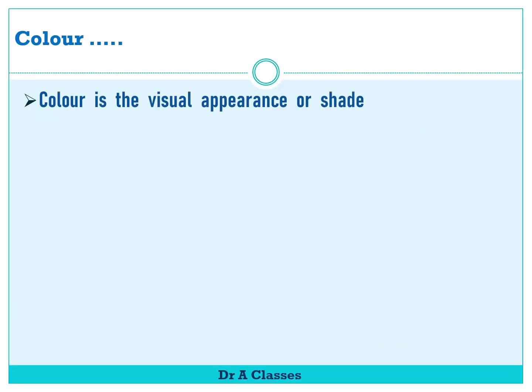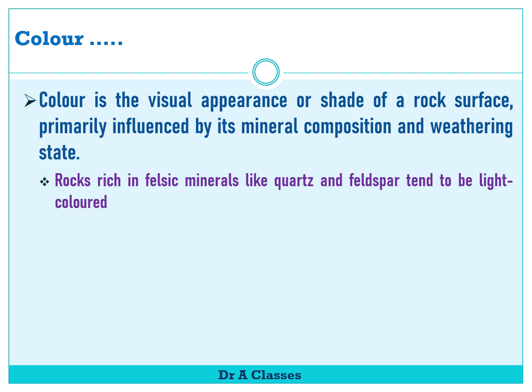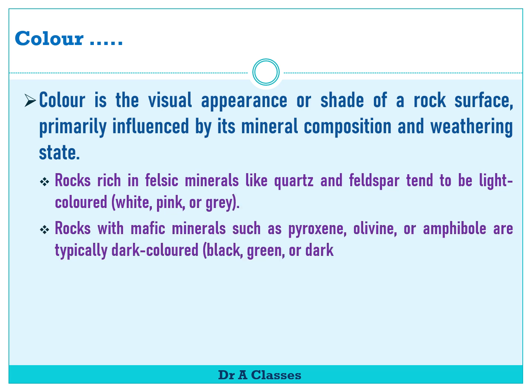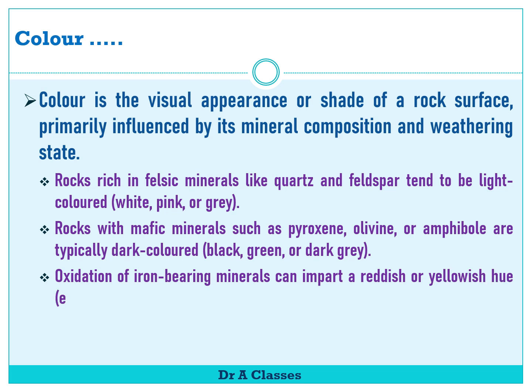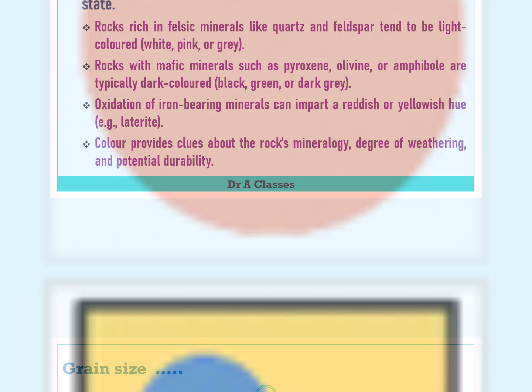Color. It is the visual appearance or shade of a rock surface, primarily influenced by its mineral composition and weathering state. Rock rich in felsic minerals like quartz and feldspar tends to be light-colored: white, pink, or gray. Rock with mafic minerals such as pyroxene, olivine, or amphibole is typically dark-colored: black, green, or dark gray. Oxidation of iron-bearing minerals can impart a reddish or yellowish hue. Example: laterite. Color provides clues about the rock mineralogy, degree of weathering, and potential durability.